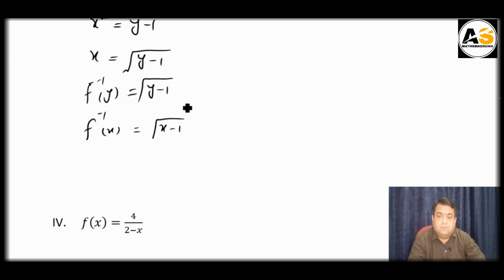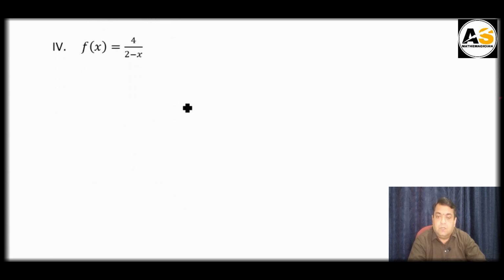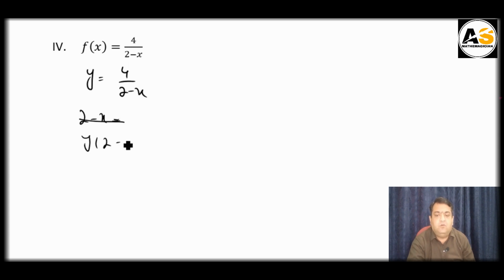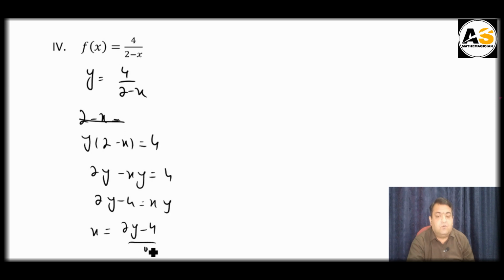So the last part of this question, what is the first step? F of x will be replaced by y. Next step, we will solve this for x. Y into 2 minus x is equal to 4. 2y minus xy is equal to 4. 2y minus 4 is equal to xy. X is equal to 2y minus 4 over y.